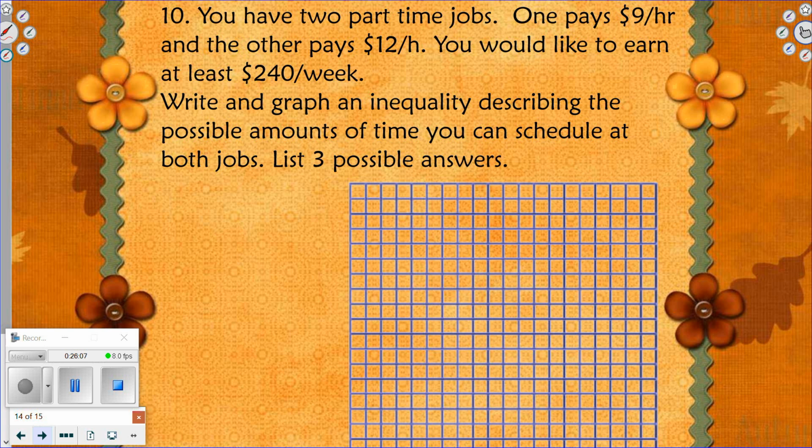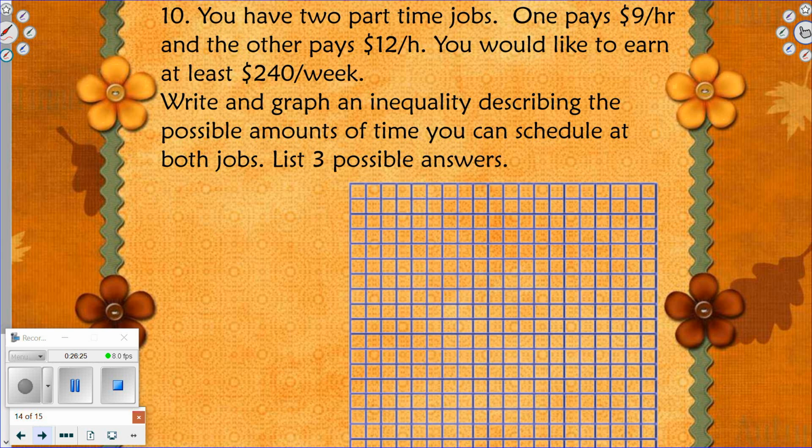And then what would you do? You take the money you made from one job and the money from the other job and do what with it? You'd add them together. And if it says at least, it means I want $240 or more. All right. You pretty much just answered this whole question. You guys realize that? Me asking those questions.